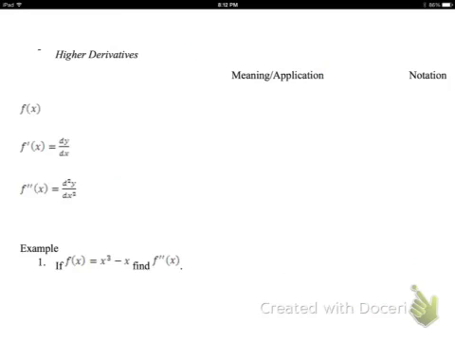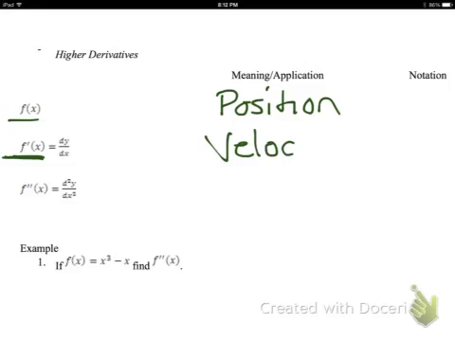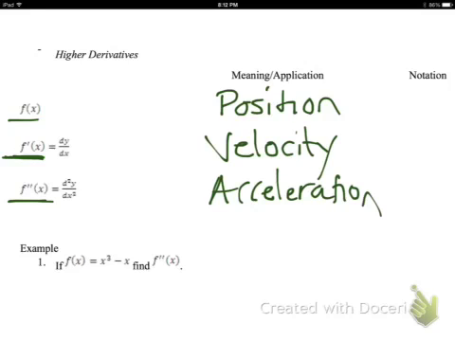Last thing, higher derivatives. So f of x. In particle problems, f of x always stands for my position, the position of the particle. F prime, the first derivative, stands for what? The derivative of position is velocity. And the second derivative, which I could call f double prime, is what? The derivative of velocity is acceleration. We'll talk about this more in class.